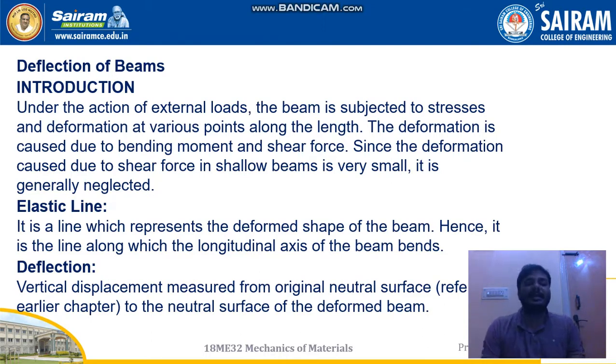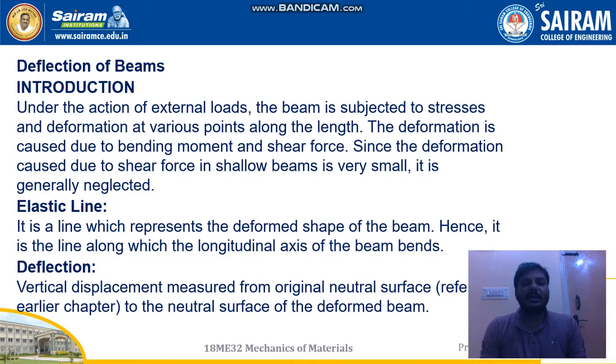What do you mean by elastic? Generally when you take the stress-strain curve for any material, we have a plastic state and an elastic state. The elastic state is where the material is able to regain its shape and size after the removal of load. That is what we call the elastic point. Similarly, the elastic line is a line which represents the deformed shape of the beam.